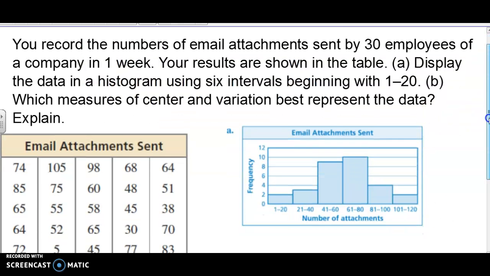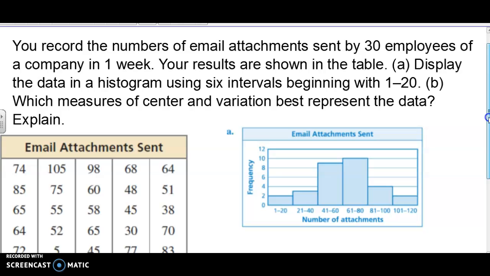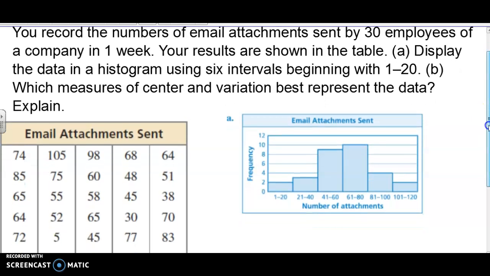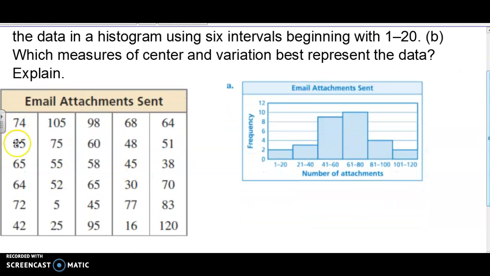All right. Since you're going to have to do this on the big ideas, I'm just going to tell you how you'd figure out how many go into each one of these bars. When you're given a large group of numbers like this, it says, display the data in a histogram using 6 intervals beginning with 1 through 20. On big ideas, they will give you the intervals, so you don't have to worry about that. You're just going to have to worry about finding the frequency. If you know the first one's 1 through 20, you would just go through this list and find out how many numbers are in that category.